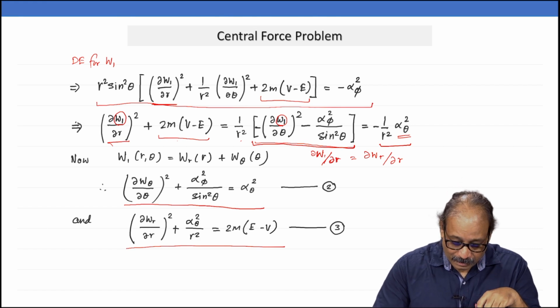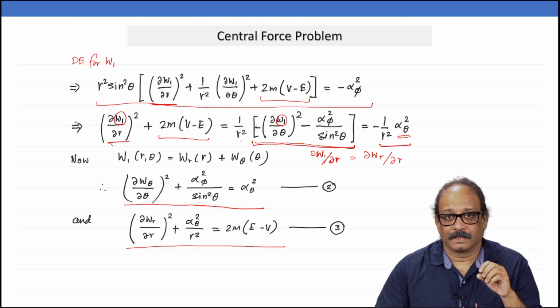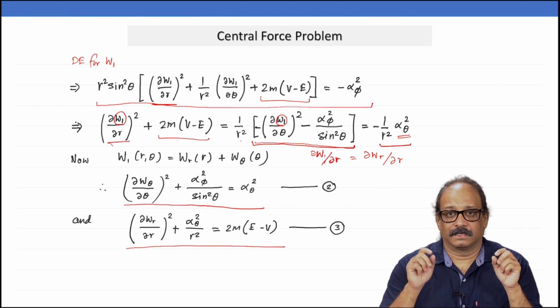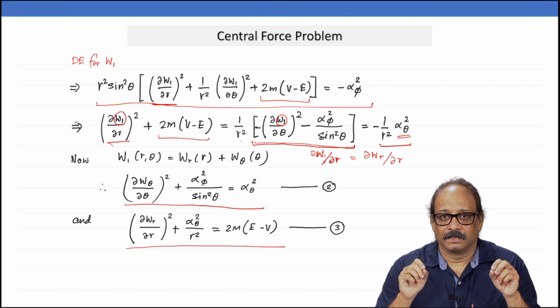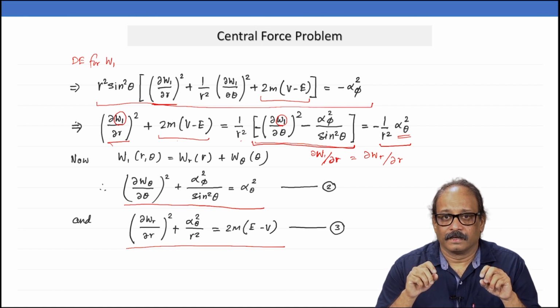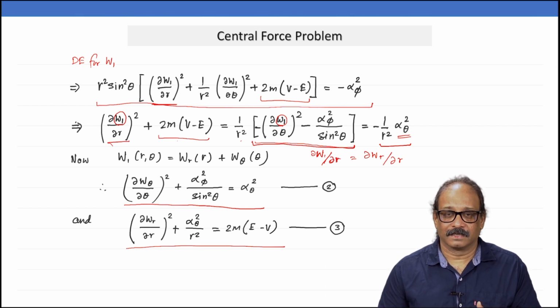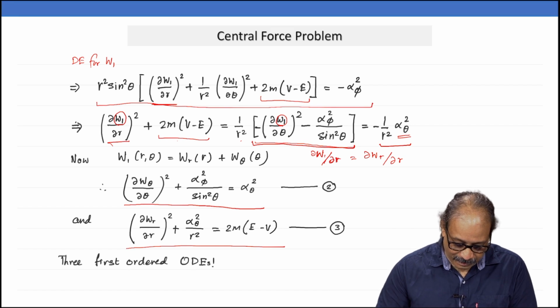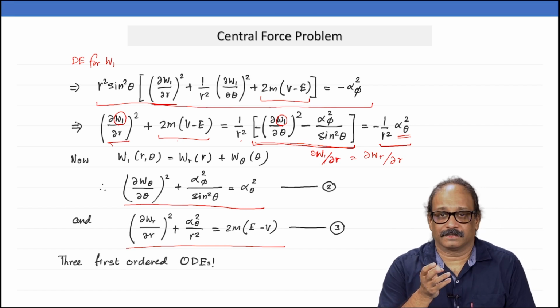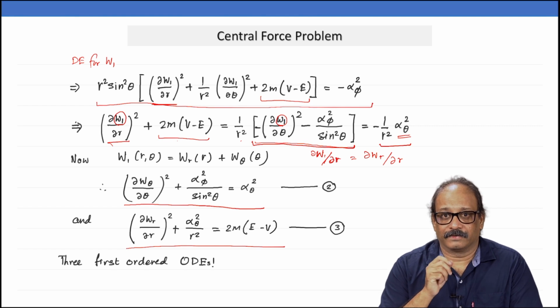So, what have we done here? We started with a single partial differential equation for W which depends on three independent variables r, theta and phi, and then separated these into three separate ordinary differential equations which are first order. So, three first order ordinary differential equations, but not a partial differential equation. So, this is the power of separation of variables here.